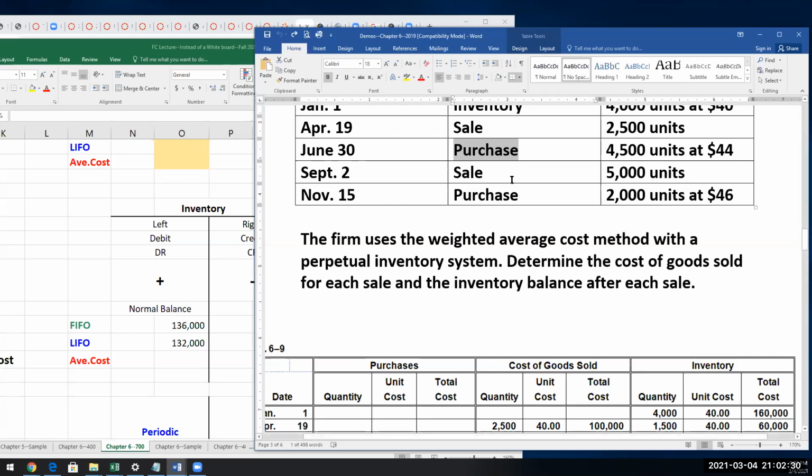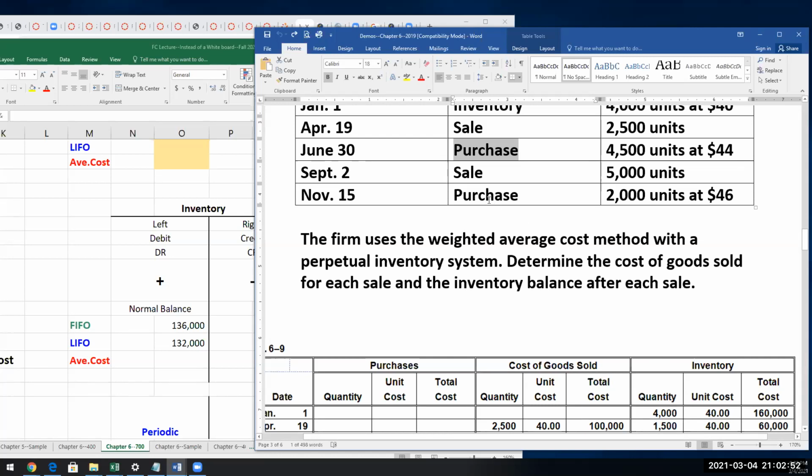The third item is a purchase. Whenever there's a purchase, we have to calculate a new average cost. And so what does that mean? Well, we're going to buy 4,500. Would you agree with that? So 45 plus the remaining of 15, that means I have 6,000 items. Are you good with 6,000? Because that's what we need.